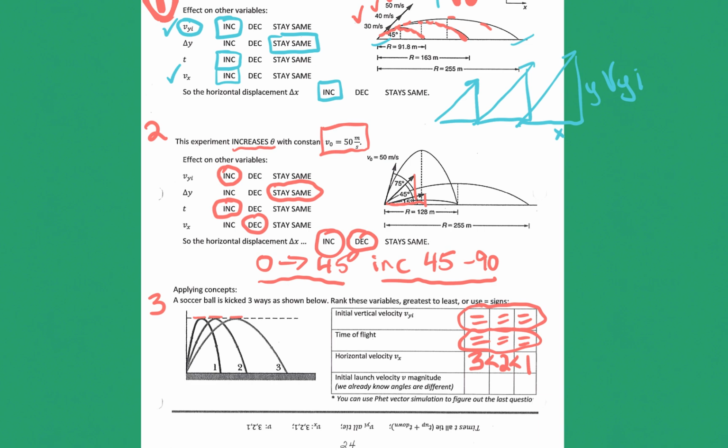Now, let's put those two together. If projectile 3 has the largest x component and the same y component, it's also going to have the largest hypotenuse, right? So if the x component is one factor and the vertical is basically locked in, the larger this gets, the larger your hypotenuse is going to get. So it's 3, 2, 1 again. And you can see that on the bottom of the page.